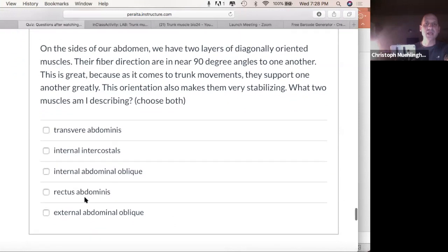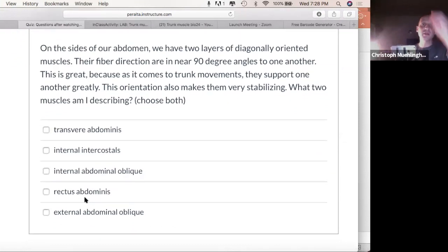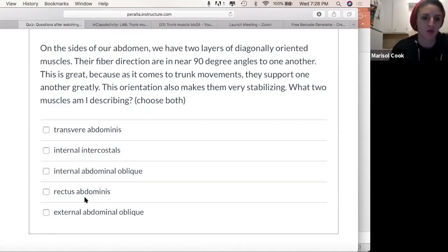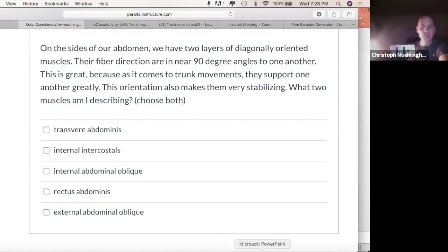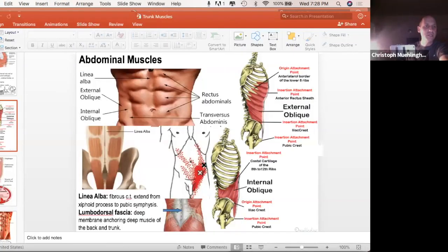On the sides of the abdomen, we have two layers of diagonal muscle. Their fibers are directed about 90 degrees in angle to one another. This is great because when it comes to trunk movement, they support one another greatly. This orientation also makes them very stabilizing. What two muscles am I describing? Is that the internal and external abdominal? Correct. It's the internal and external abdominal obliques.